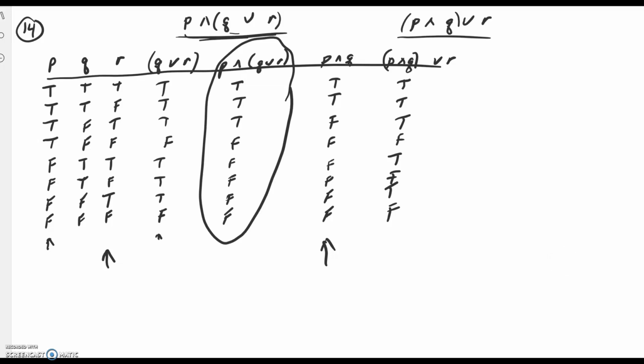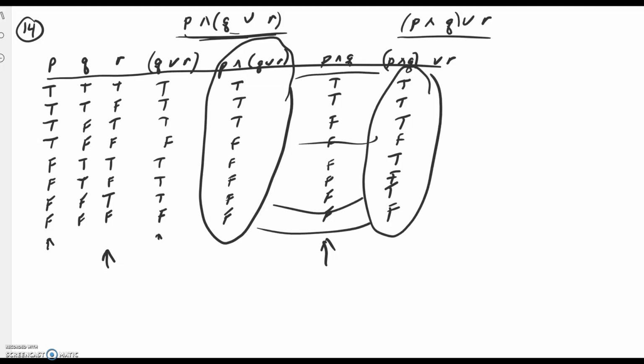I'm a little vague on that for some reason, but notice it doesn't really matter, because for these to be equivalent, they have to be an exact match. And these two compound statements are not at all an exact match. This has a big long string of falses. This has some trues thrown in. So these are not equivalent logically.